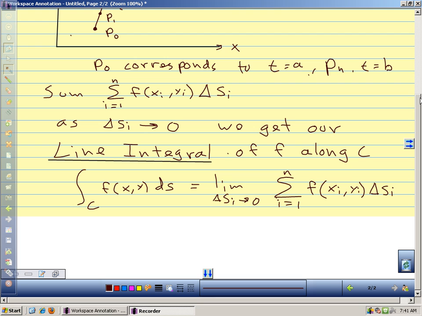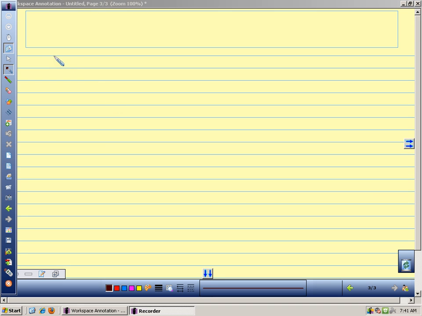Nobody can hear anyway. So here's our definition of a line integral. And just like we did with multiple integration, this doesn't really tell us how to evaluate this. We need a way to evaluate this, so we need to do a little more work to come up with an easy way to evaluate this. So let's work on that. Evaluating line integrals.